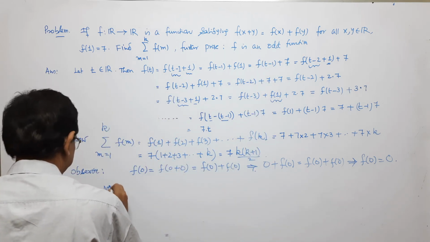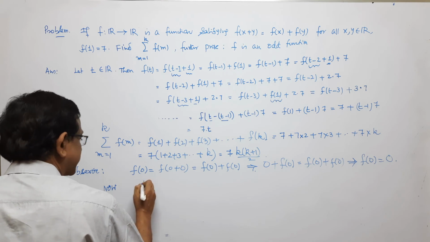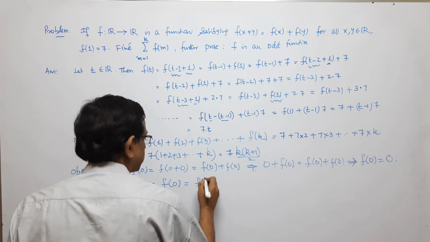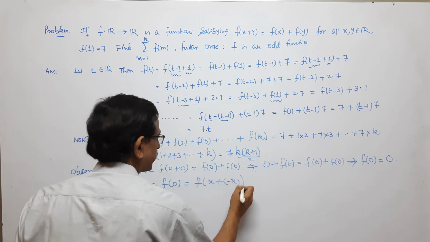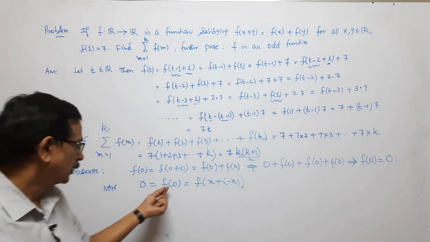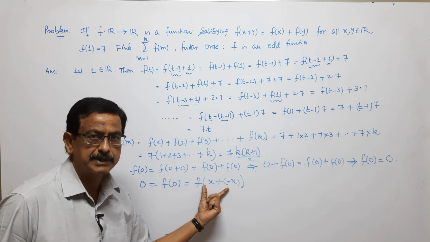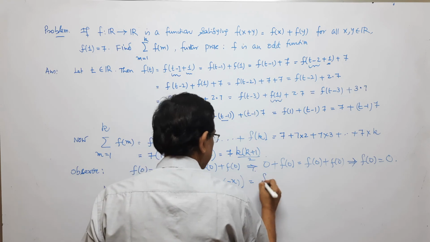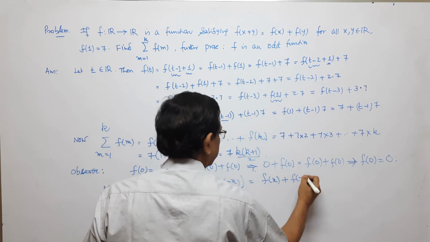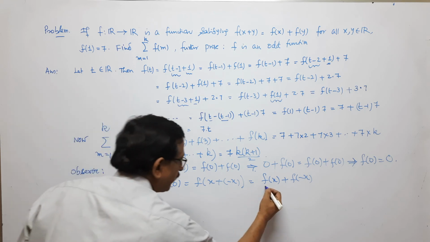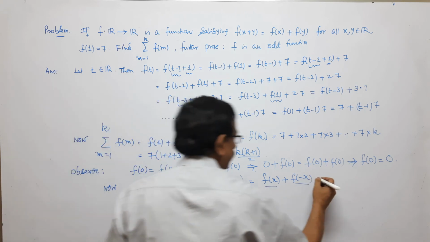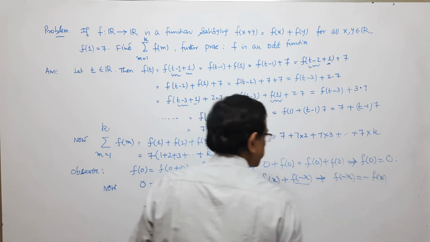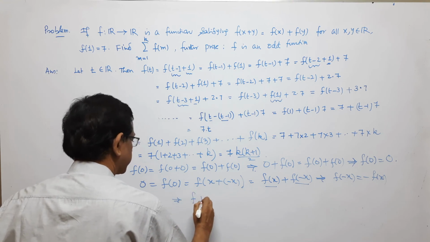Now, let us consider 0 equal to f0. But f0 can be written as f of x plus minus x. 0 can be written as, for any real number x, x plus minus x is 0. So again, apply this rule. This will be fx plus f of minus x. Now you have alpha and beta, and alpha plus beta is 0, which implies f of minus x equal to minus fx. That's what we have to show. This implies f is odd.